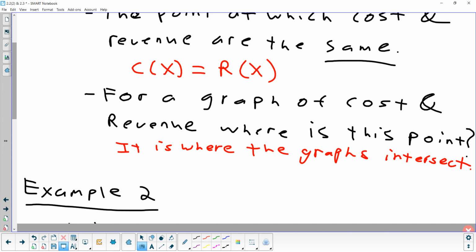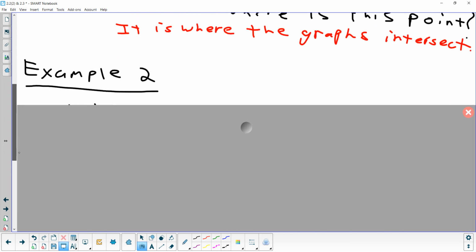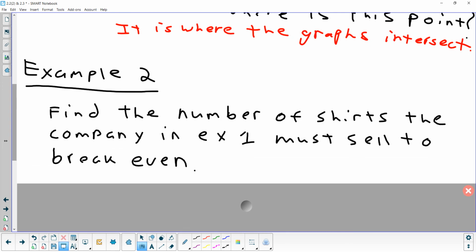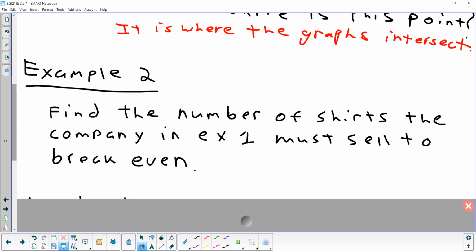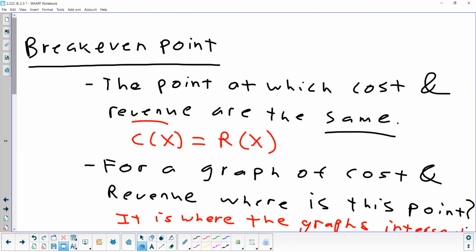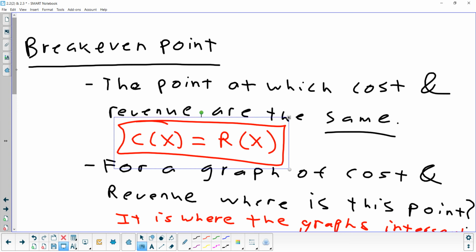Now let's use that graph we just came up with to answer a question. Find the number of shirts the company in example 1 must sell to break even. So remember, break even. Let's go back up to our formula. This is the formula that tells you where you break even. It's where C of x equals R of x. So, before we even use the graph, let's do it algebraically. All we have to do is substitute in what the cost is and what the revenue is and solve. Set C of x equal to R of x.